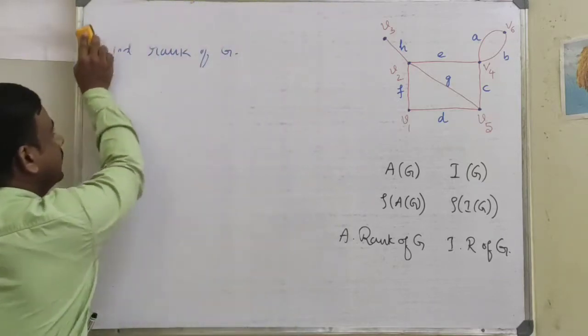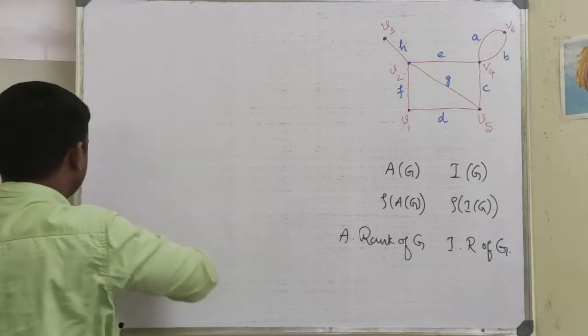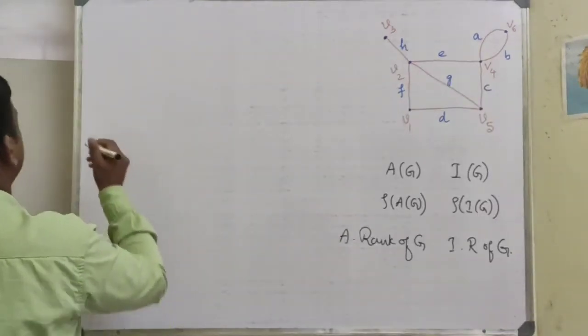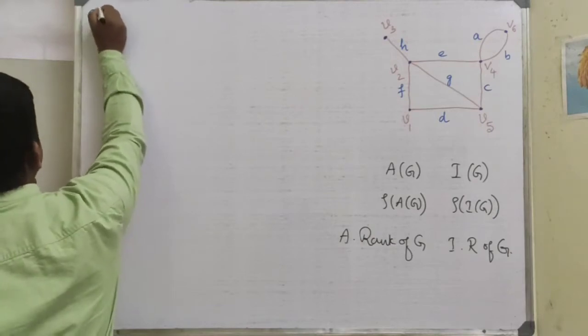Now we have a new type of matrix. So totally we have 4 types of matrices. Out of 4, the third one, circuit matrix.